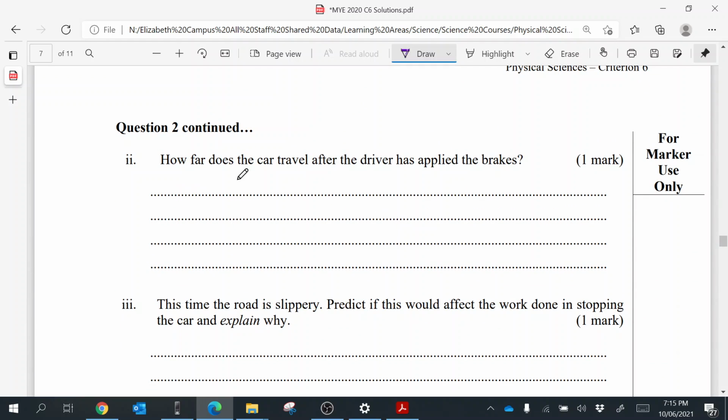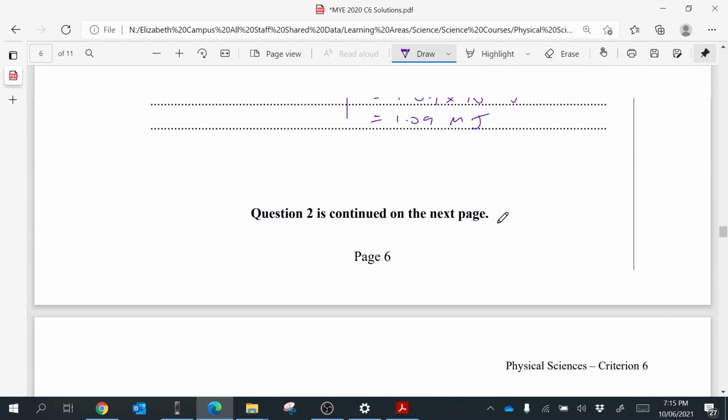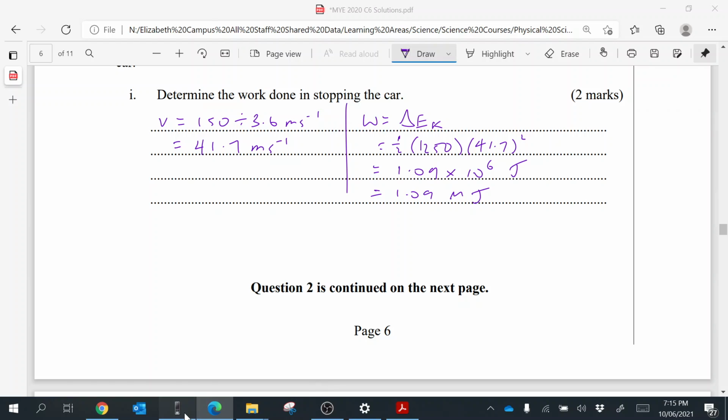How far does the car travel after the driver has applied the brakes? So this is where we have work equals Fs, like I was kind of talking about before. This is where we use our force. S equals W on F. 1.09 times 10 to the 6. That was right, wasn't it? Let's have a look. I just want to make sure.